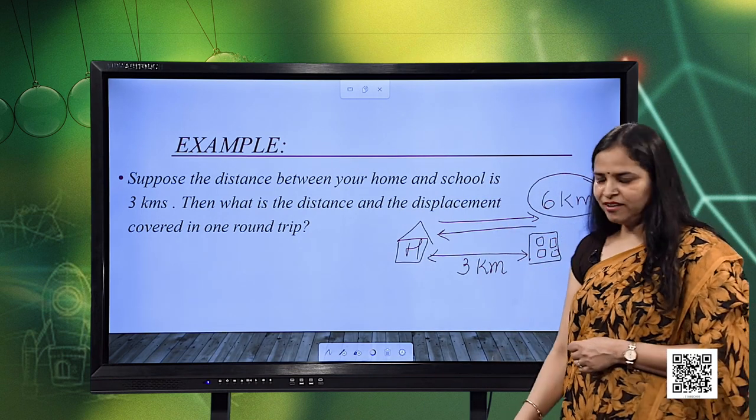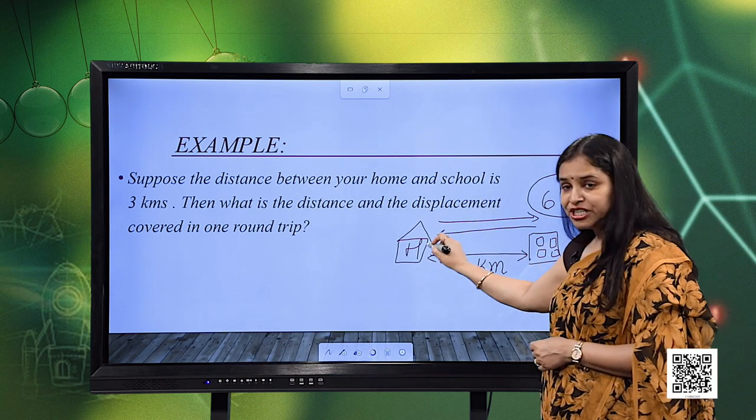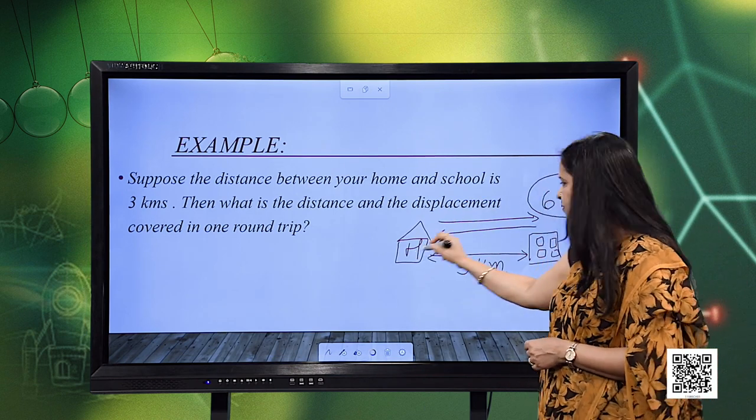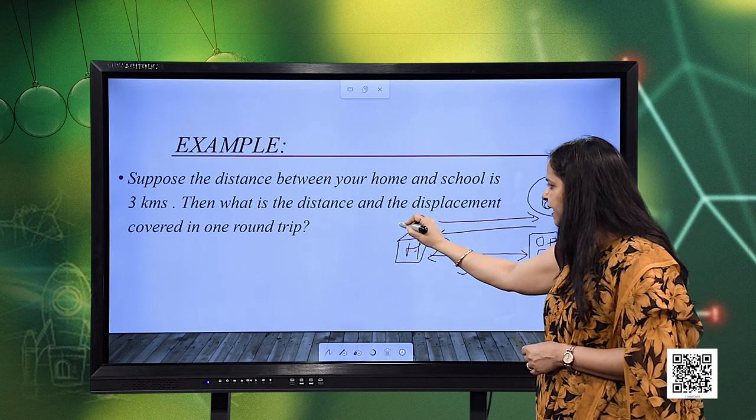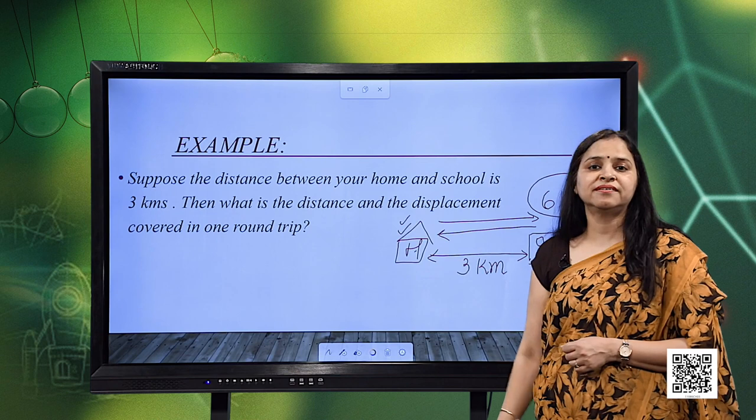And what about the displacement? Initially you started from home, you go to school, you come back home. So both the initial and the final positions are the same.